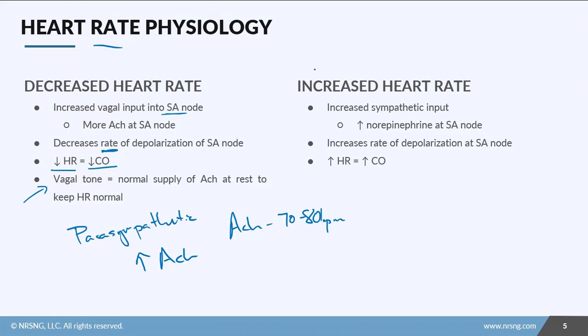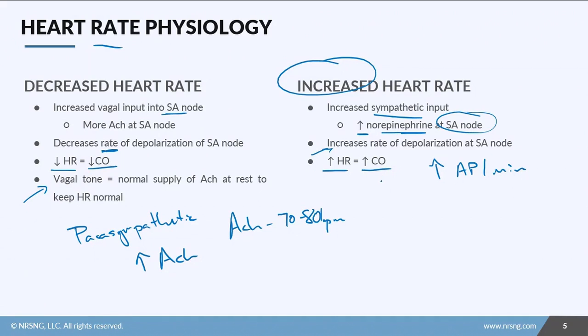And when we're talking about increased heart rate, we're going to increase that sympathetic input. This is going to be an increase in the norepinephrine at the sinoatrial node. It's going to increase the rate of depolarization. So this is going to be an increase in action potentials per minute. And that's going to cause an increase in heart rate and an increase in cardiac output. Because remember, heart rate times stroke volume is going to equal your cardiac output. So even if your stroke volume stays normal, and you increase the heart rate, you're going to have this increase in cardiac output.